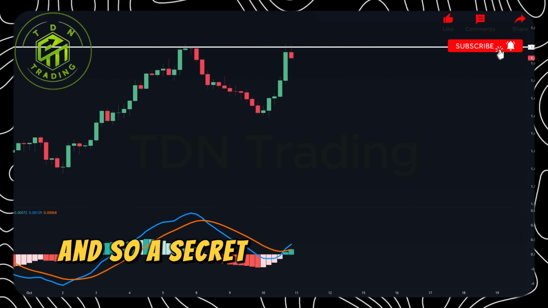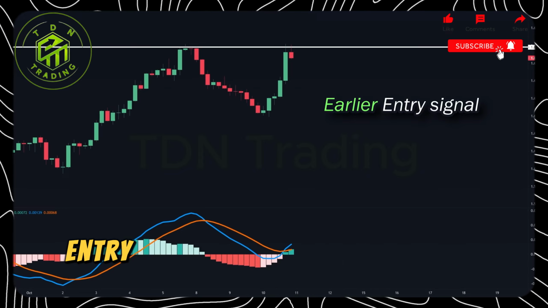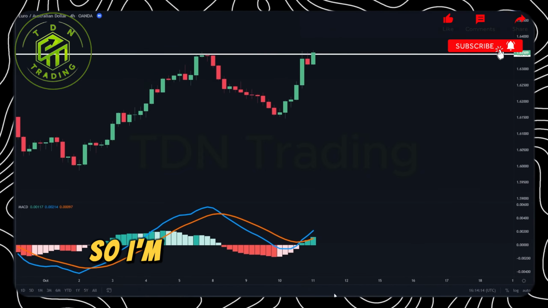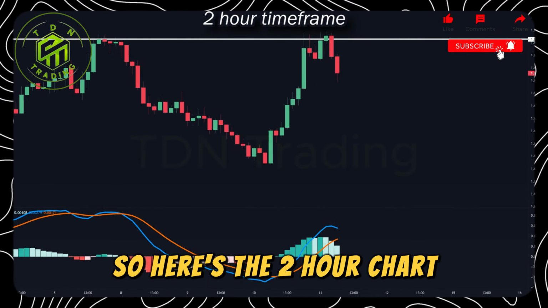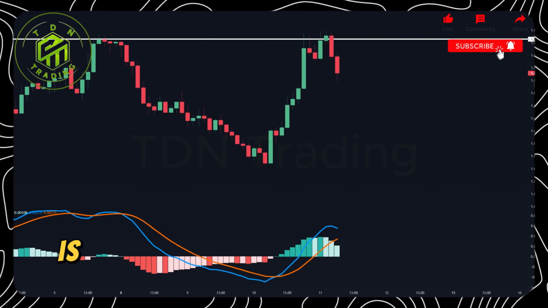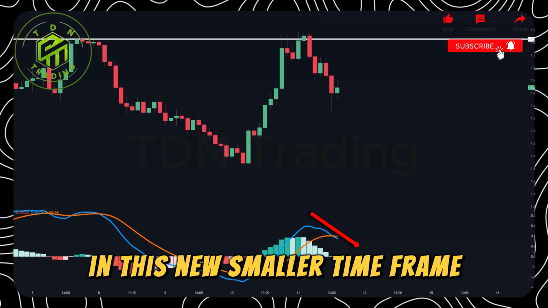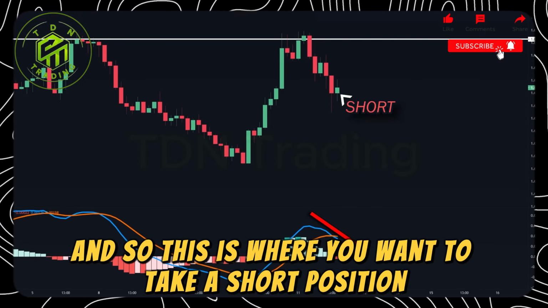And so, a secret trick that I use to get an earlier entry signal is by zooming in 2 time frames below. So I'm currently in the 4-hour. So here's the 2-hour chart, and all we need to do is wait for the MACD to cross over downwards at this new smaller time frame. And so this is where you want to take a short position.